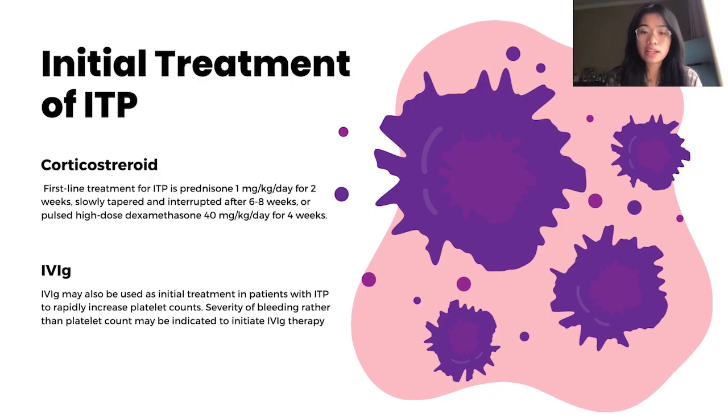And then IVIG may also be used as initial treatment in patients with ITP to rapidly increase platelet counts. Severity of bleeding rather than platelet count may be an indication to initiate the IVIG therapy.